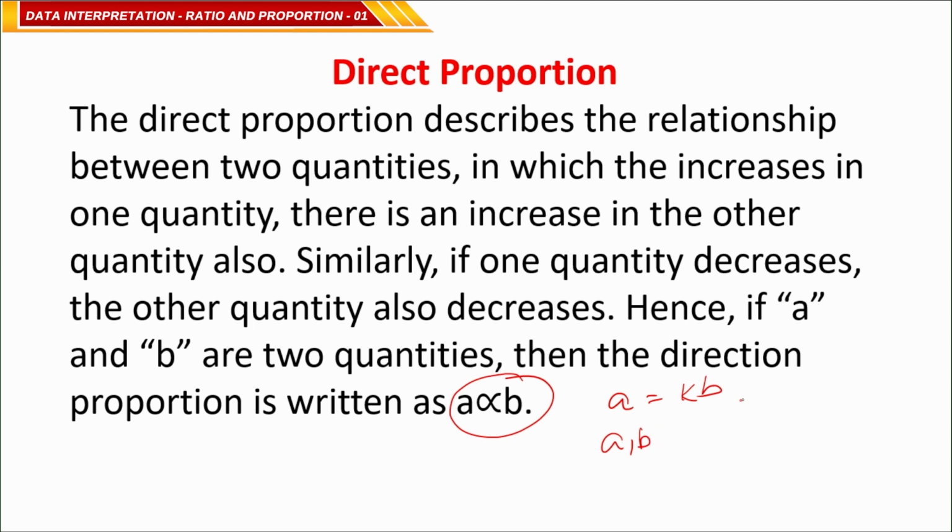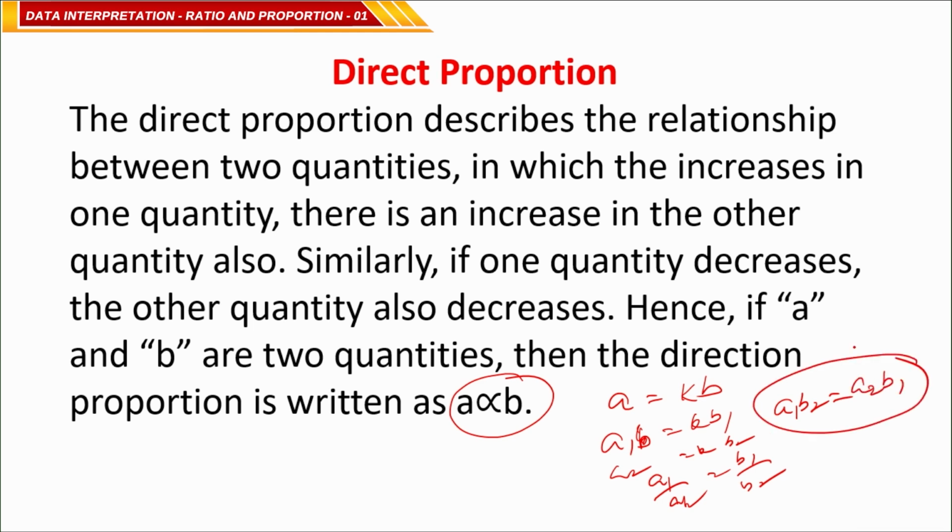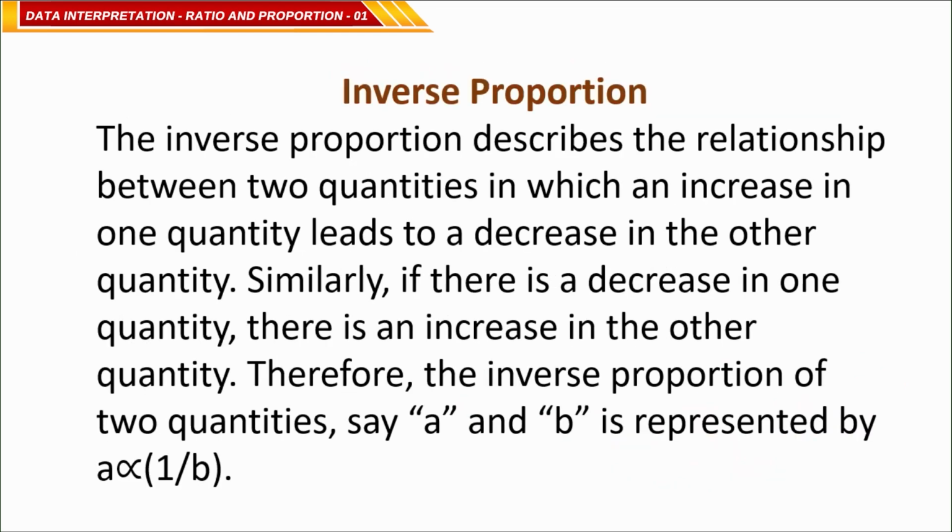Okay, A1 B1 is equal to A1 by A2, A1 is equal to KB1, A2 is equal to KB2, so A1 by A2 equals B1 by B2, or you can say A1 B2 is equal to A2 B1. In any format, you can say this when they are in direct proportion. Is it clear? Okay, now shifting to the next.